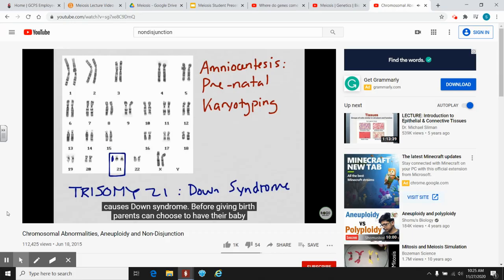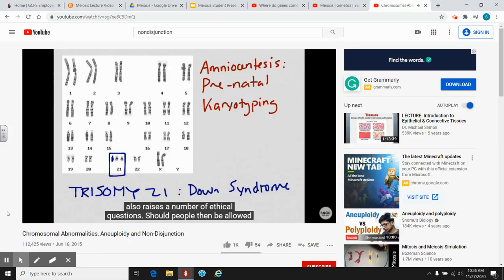Before giving birth, parents can choose to have their baby undergo something called an amniocentesis. This is where they take a small sample of the cells and fluids surrounding the baby and test it to see if it will have chromosomal abnormalities. Things like trisomy 21 will usually show up on an amniocentesis before the baby is born.